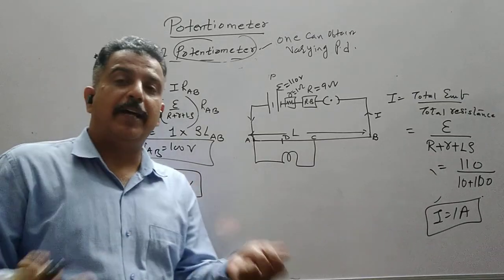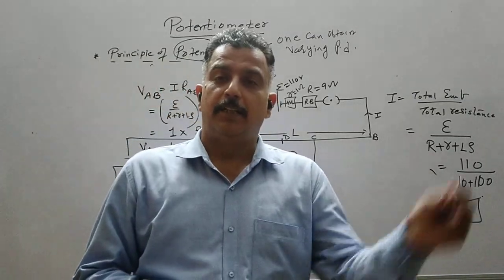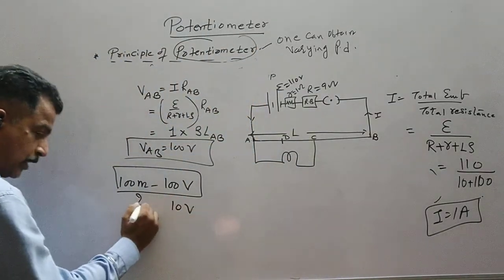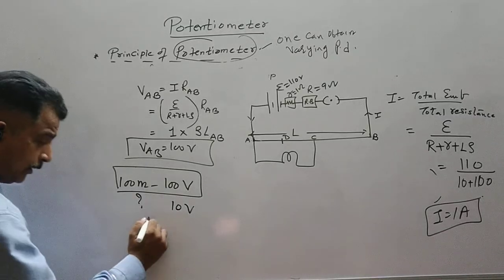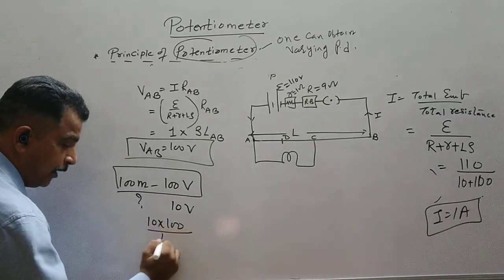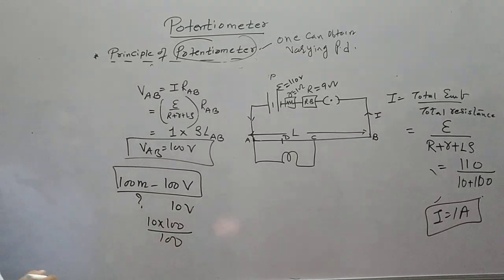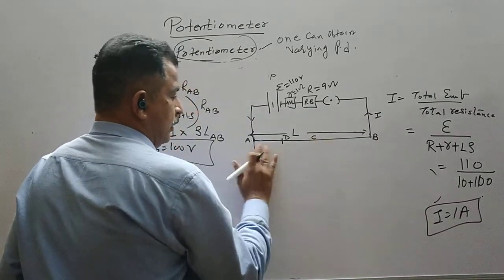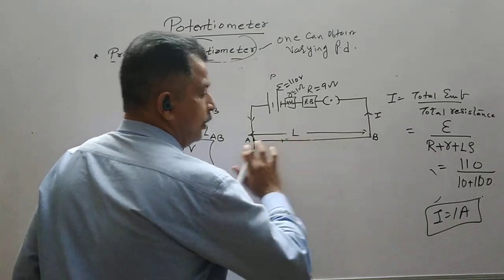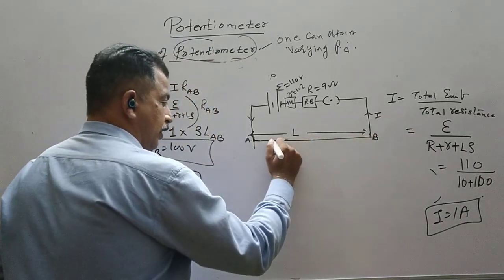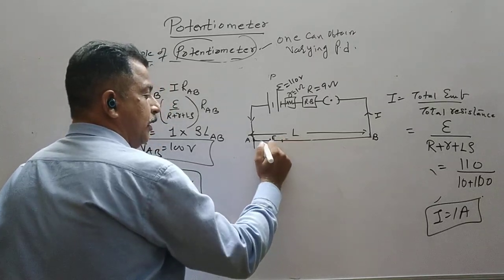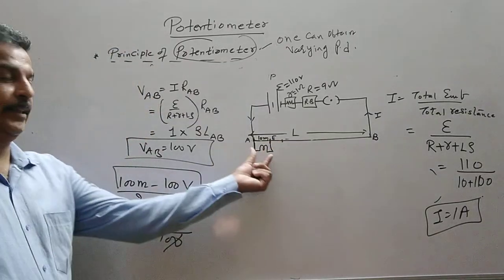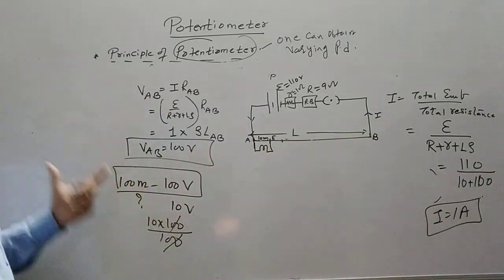Now, if one of my experiments needs a 10-volt supply, for 10 volt, the length will be equal to 10 into 100 divided by 100. So this 100 is cancelled. So what I will do, this wire is of 100 meter. So if this is a point, say E point, which is 10 meter, I will connect my bulb or a device. So the voltage obtained is 10 volt.